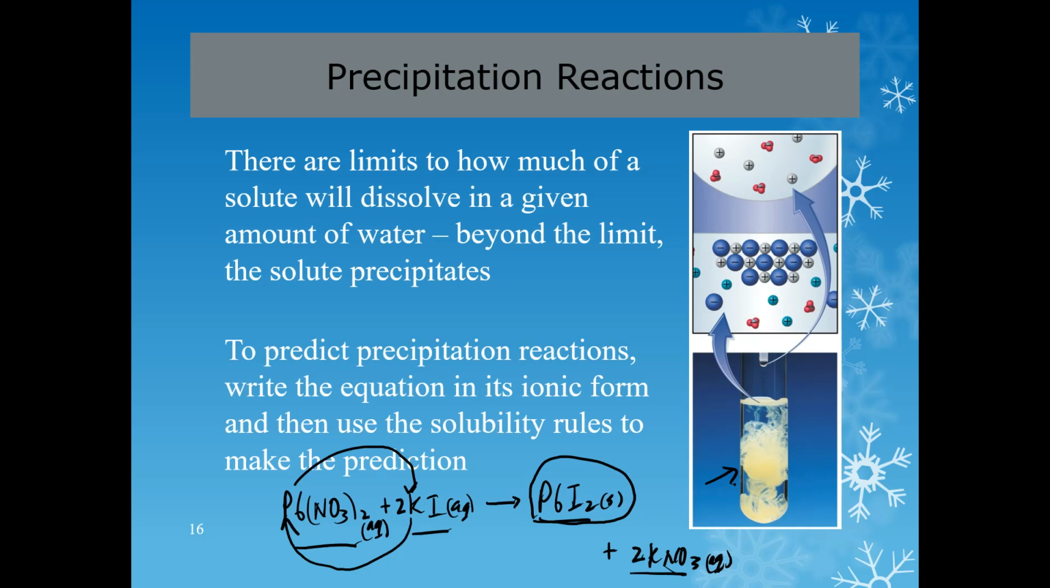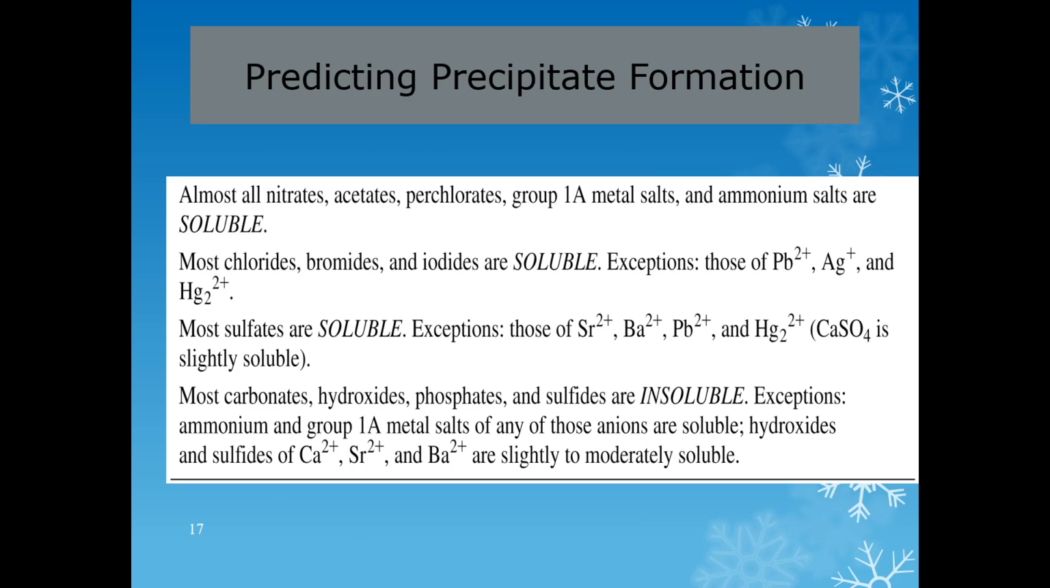And we can actually make predictions as to whether or not a precipitate will form, right? So let's say you're given a question where you're given two solutions and you're asked to make a prediction as to whether or not a precipitate would form. Well, we can do that if we use what we call solubility rules. So this chart that you see here is basically giving some rules, call them solubility rules. All right, and these basically give you information about what type of ionic compounds will be soluble in water and which ionic compounds will not be.